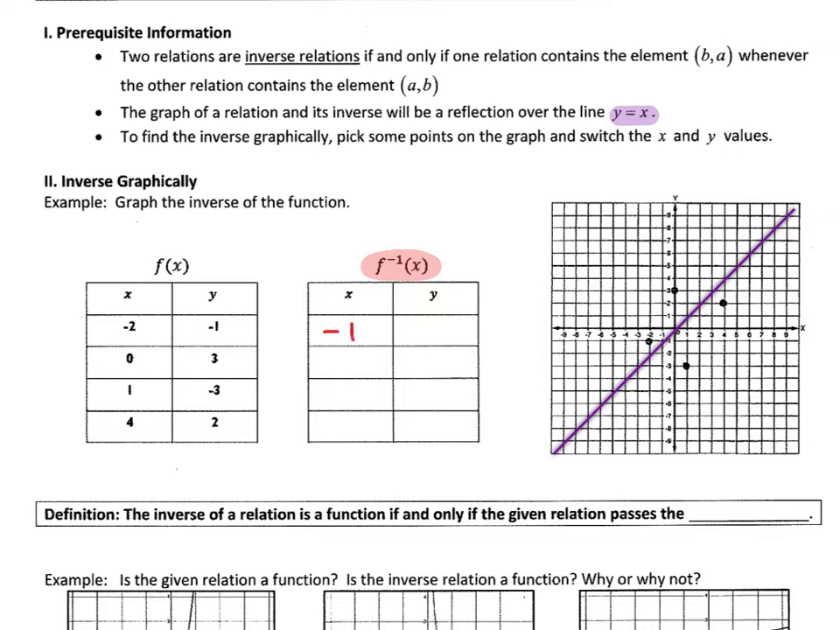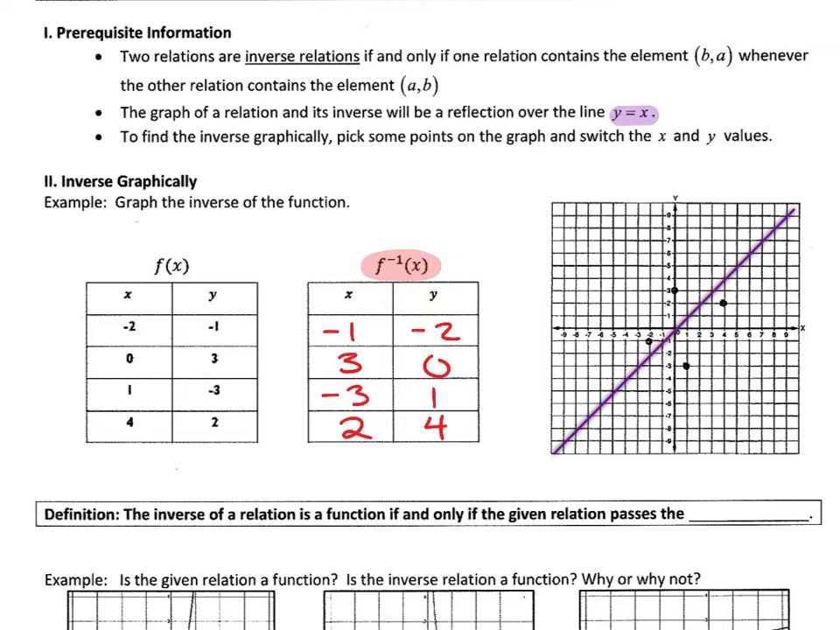This would be -1, -2. This would be 3, 0. This would be -3, 1. This would be 2, 4. Do you see how I've just literally flip-flopped the table? So you don't change the sign? Don't change the sign. You just truly invert the table.